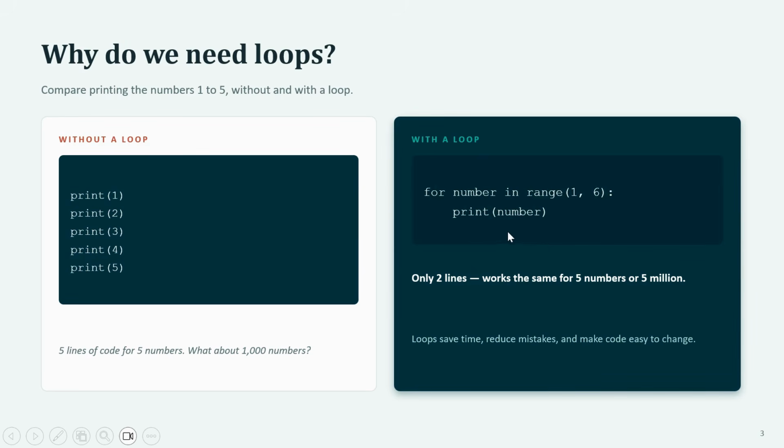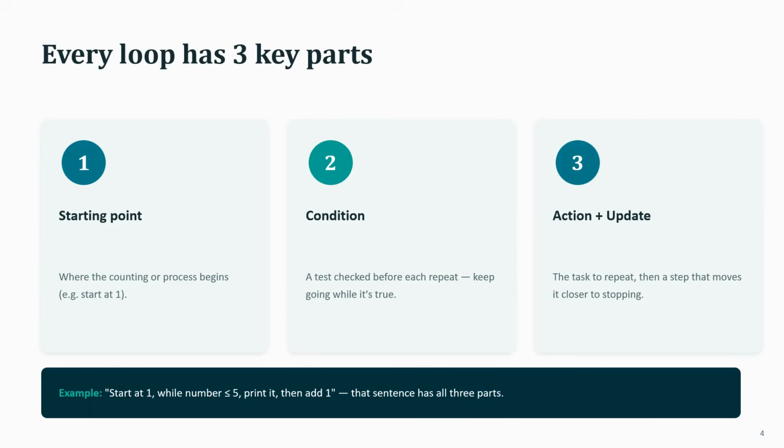It will just print it out, make an increment, the number will become 3, and then the range will again check that 3 is still less than 6, yes. This will print out 3, and then go on with 4, and then 5, and then when it reaches 6, it will again check if it is still less than 6, no, it's now equal. So the loop will break, and it will not go again. Same way, start at 1, while number is less than 5, print it, then add 1.